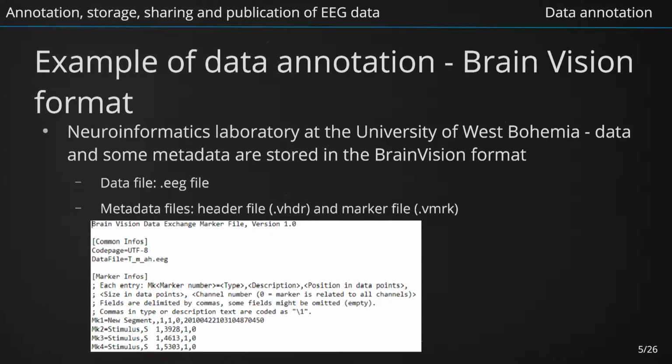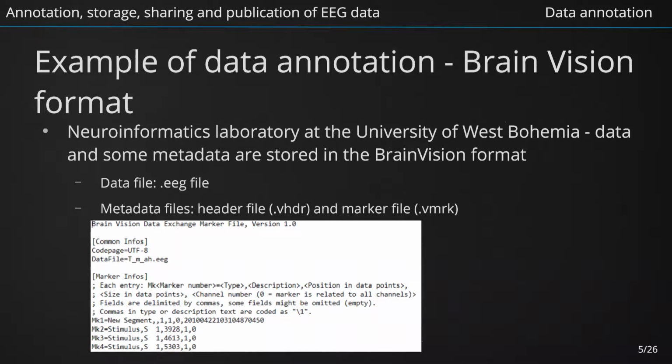Now it is time for an example of EEG data annotation. We use a BrainVision format to store data and a small set of metadata from the experiments conducted in the neuroinformatics laboratory at the University of West Bohemia. Although this format is proprietary, its specification is freely available and can be processed using common tools, for example MATLAB or Python tools. It consists of 3 files.